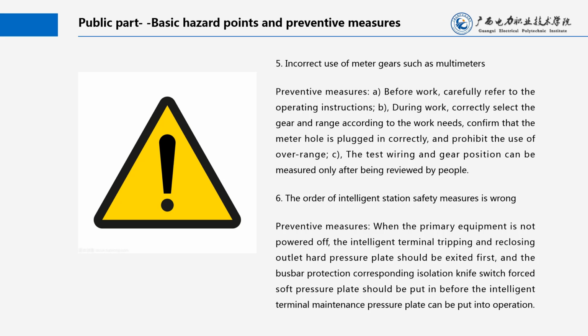6. The order of intelligent station safety measures is wrong. Preventive measures: when the primary equipment is not powered off, the intelligent terminal tripping and reclosing outlet hard pressure plate should be exited first, and the bus bar protection corresponding isolation knife switch forced soft pressure plate should be put in before the intelligent terminal maintenance pressure plate can be put into operation.